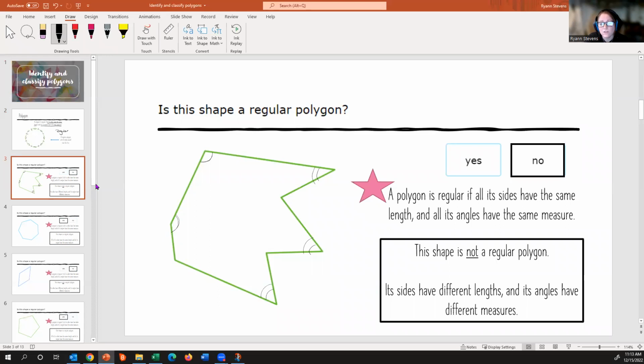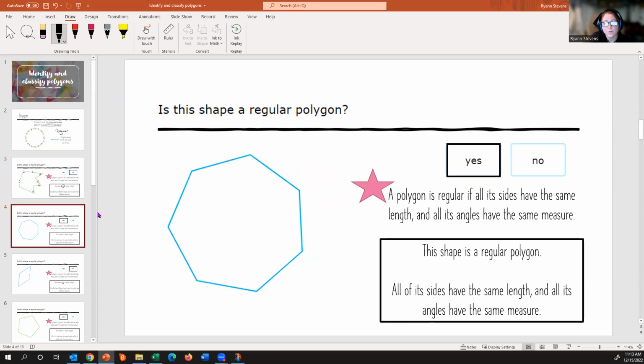We can also look at these side lengths. This one is a very long side, but this one is a little bit shorter. These are not going to be the same length. Since the sides do not have the same length and the angles do not have the same measure, we would say that this is not a regular polygon. So we would say no. It has different side lengths and different angle measurements.